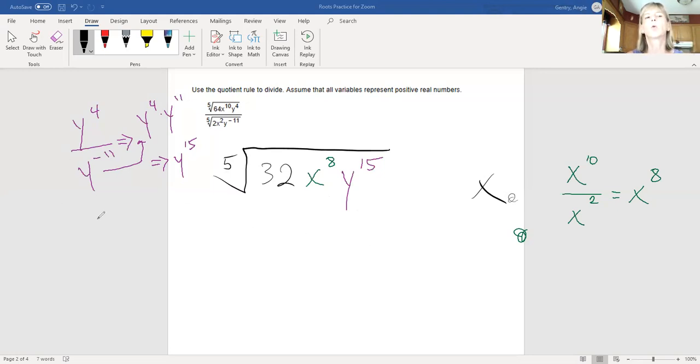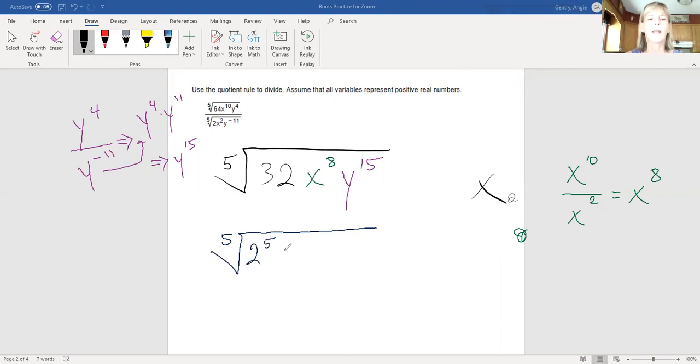So you don't want to flip the whole thing. You're just moving the one that has a negative exponent attached. And when you move it, the exponent becomes positive. Okay, so let me use the blue here. So we have the 5th root of 32 is 2 to the 5th power.